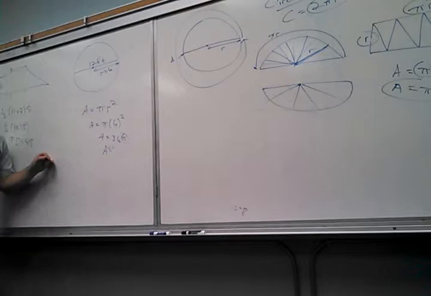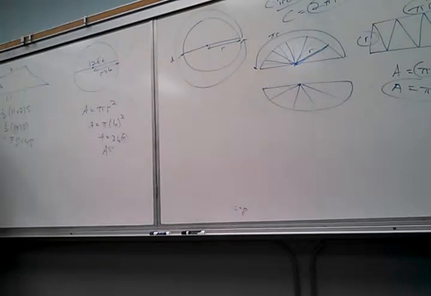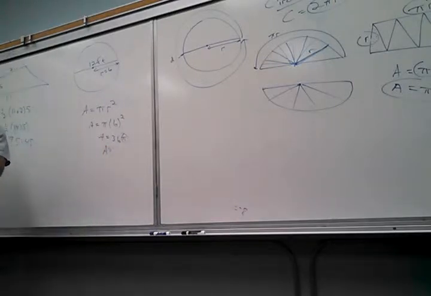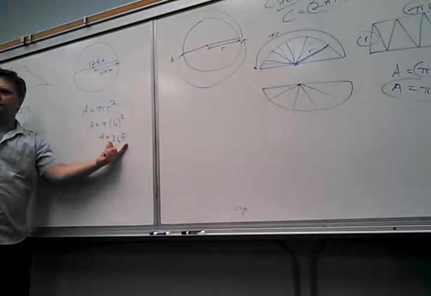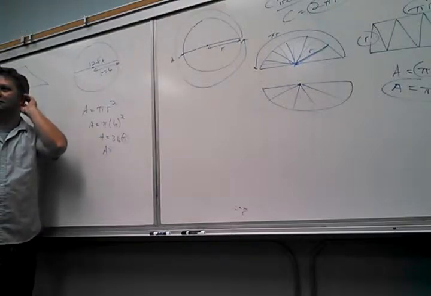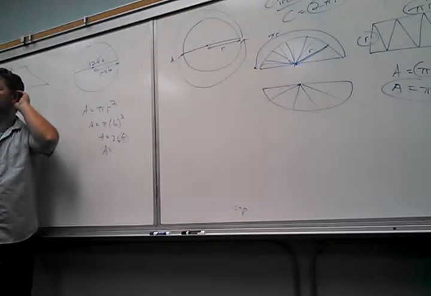Hopefully, most of you guys have a pi button. If you don't, what can you use to be close? 3.14. Yeah, 3.14. But you should probably have a pi button. If you take a look at your calculator, somewhere there's a little pi symbol. If you have a scientific calculator, it should be on there. Oh, you got your dedicated pi. I like it. Some of you guys might have it sitting above another button. What do you guys get when you do 36 times pi? 113. Just do it again, I'm sorry.